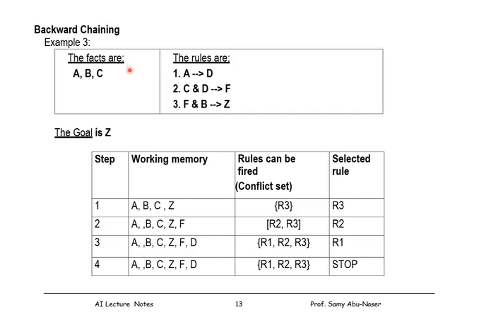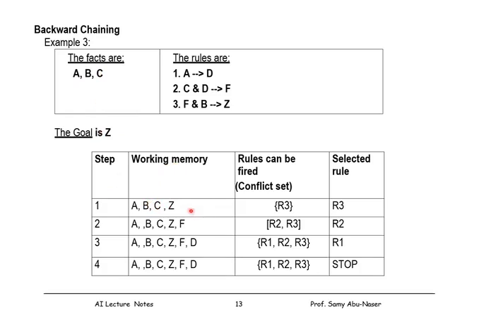We have the facts A, B, C. The rules: if A then D; if C and D, then F; if F and B, then Z. The goal is specified as Z. Now, first step, we have given facts A, B, C, and the goal Z.